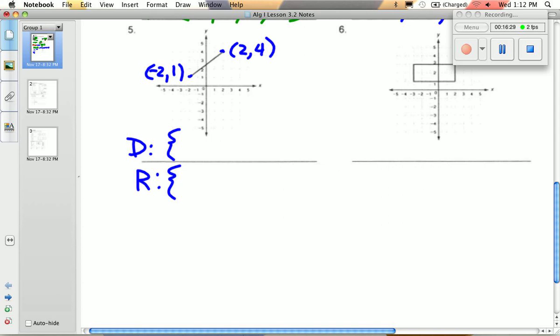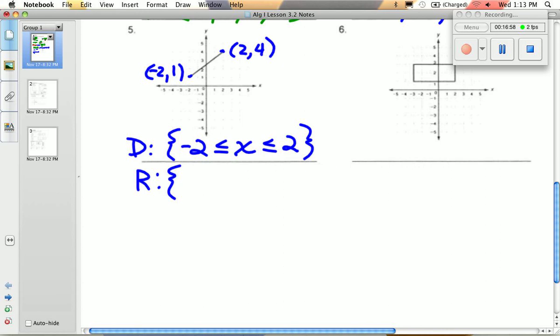Okay, who wants to offer up the domain? Nita? -2 is less than or equal to x, and x is less than or equal to 2. Oops, not a parenthesis, a nice fancy bracket. Okay, anybody want to disagree, agree? Thumbs up if you agree. Okay, yeah, that's it, that's the one.